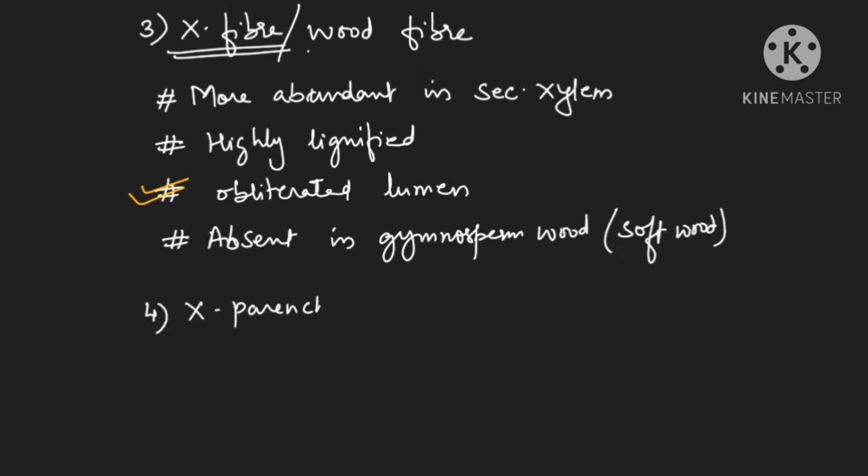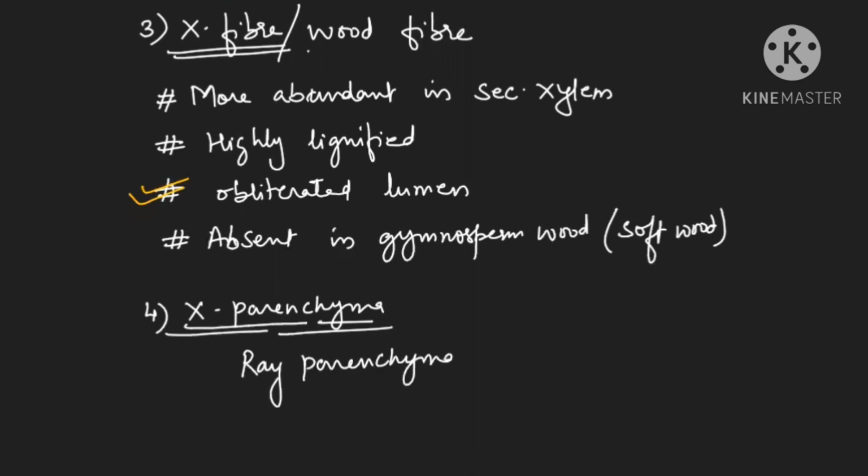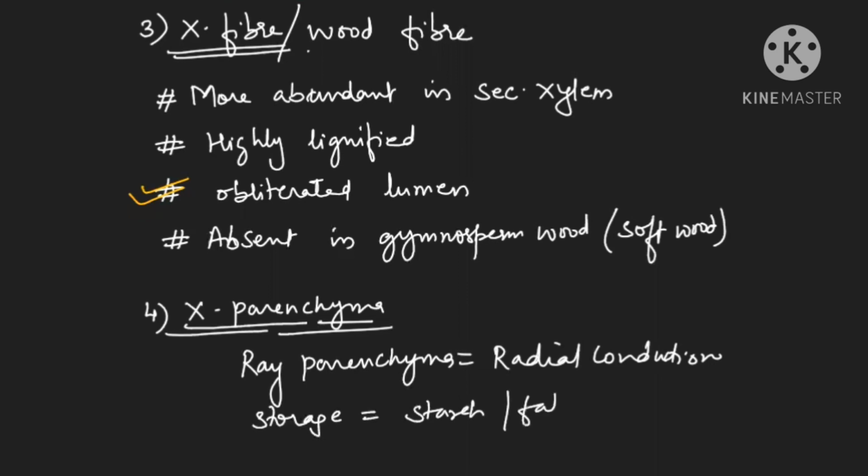Xylem parenchyma is the only living component of the xylem, which is responsible for the radial conduction of food. As it does the radial conduction of food, it is also known as ray parenchyma. And they are the ones who will also store the food. This is again important. The stored food is either starch or fat, and another substance is tannin.